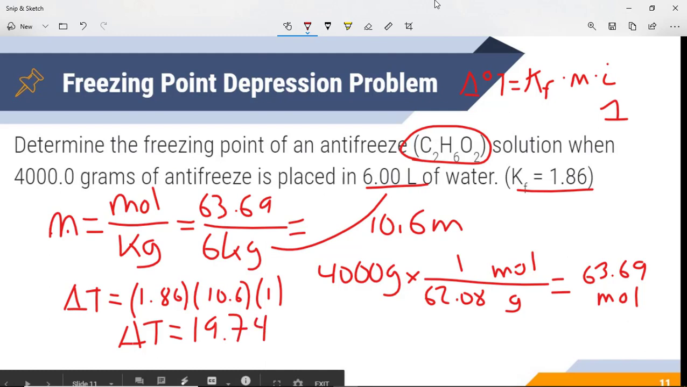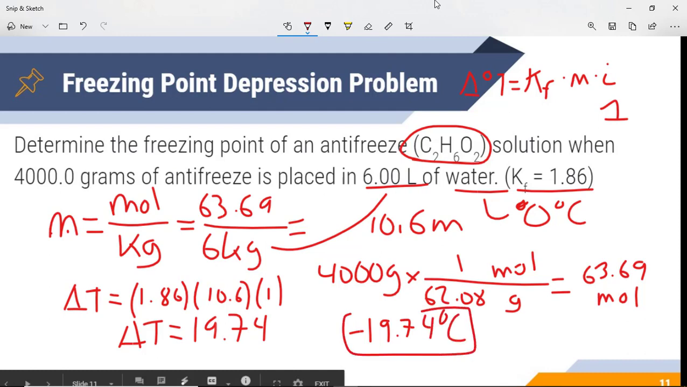This is the change in temperature. We're looking at water, right? And water freezes at 0 degrees Celsius. I want to know the freezing point. So if my temperature is going to change 19.74, remember it's freezing point depression, so my final temperature is negative 19.74 degrees Celsius. And just make sure you RTFQ and follow the directions very closely.